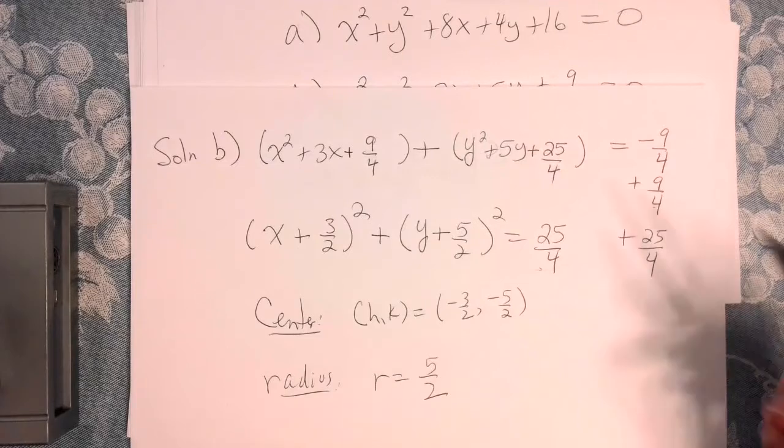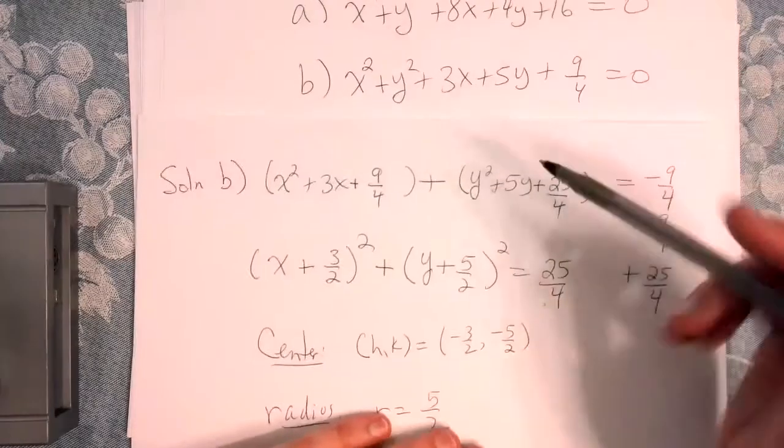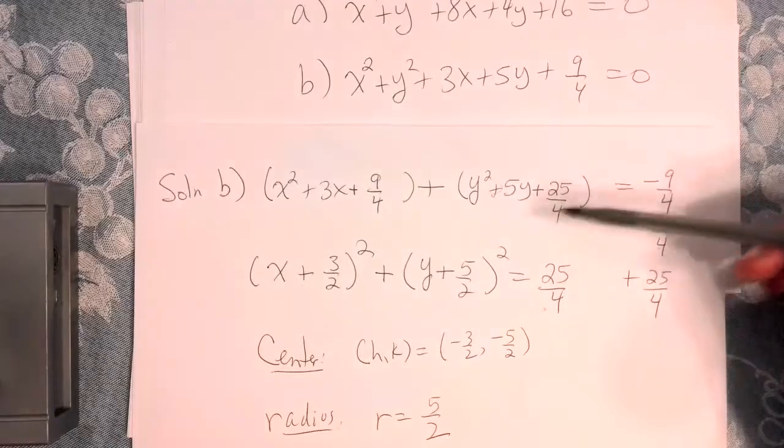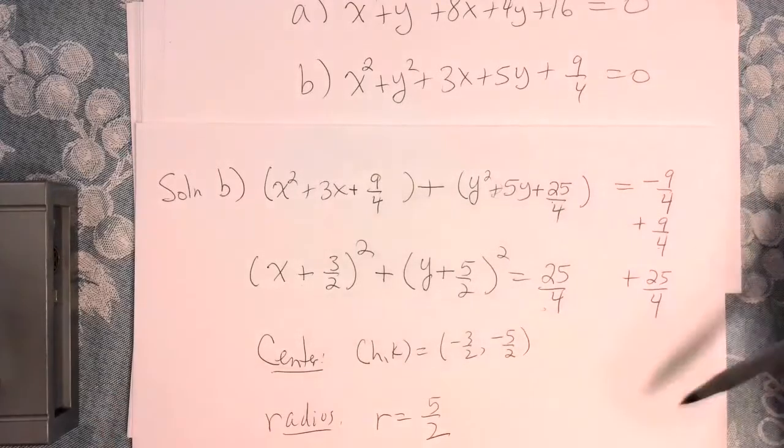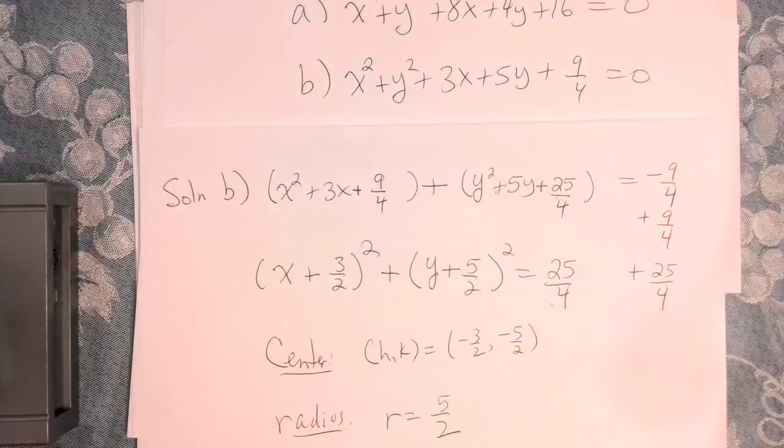So you can see how useful completing the square is, right? Before I complete the square, I have no clue what this looks like. Now when I complete the square and get this into standard form, I know everything about it. It's so nice. So nice.